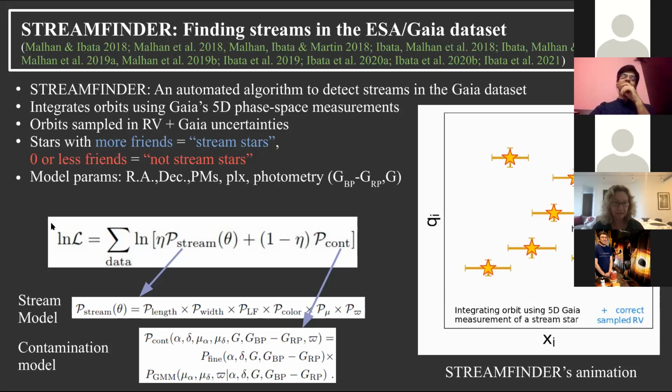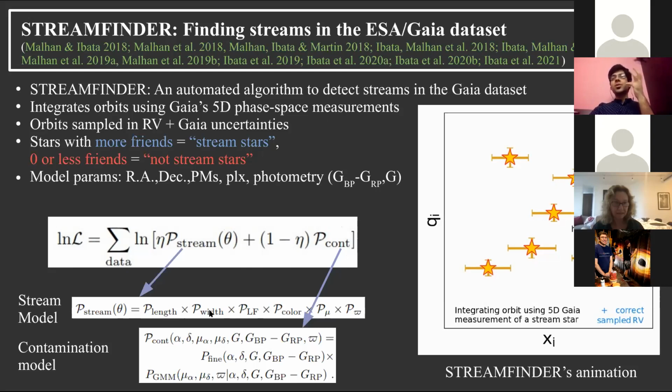So this is how the entire StreamFinder algorithm can be expressed in this likelihood function, where the first term is the model, the signal term that takes care of the length of the stream, because StreamFinder asks you the length of the stream you're interested to find, and the width of the stream. So if you want to find a wider stream, the width will be wider, 500 parsec, 1 kiloparsec, depending on what stream you want to find.